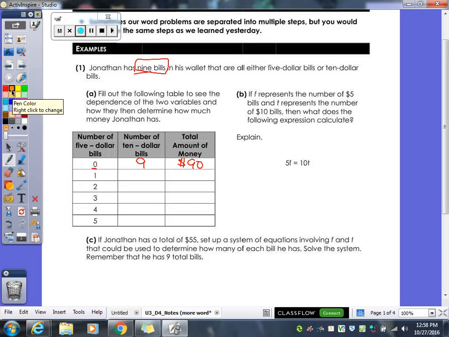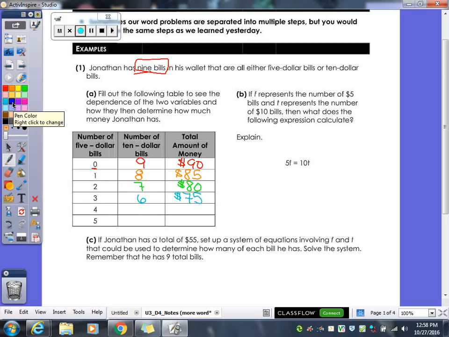Alright, so if he has one $5 bill, how many 10s would he have? 8. Because again, this has to stay equal to 9. He's got 9 bills total. So how much money would he have if he has 8 10s and a 5? 85. Alright, so what if he has 2 5s? 7 10s. Total amount would be $80. So if he has 3 5s, how many 10s? 6. How much money total? 75.